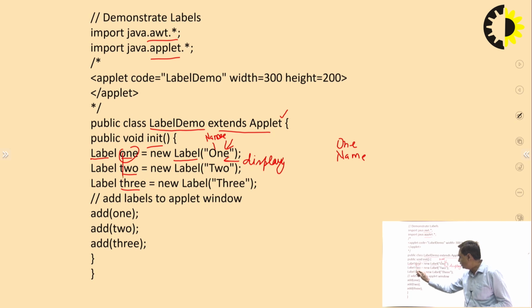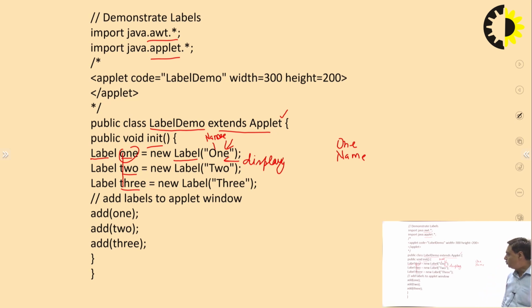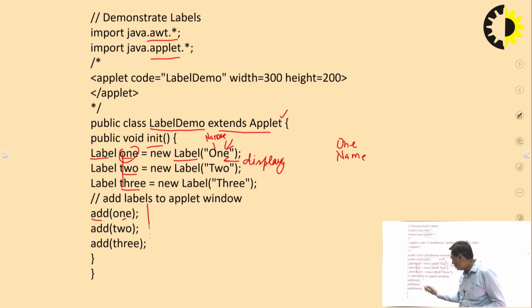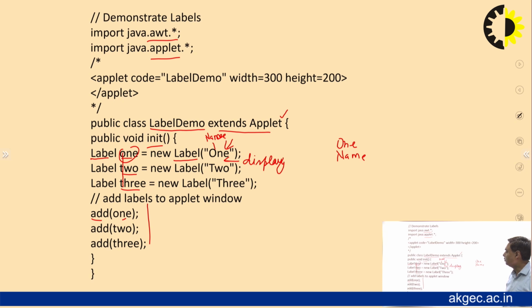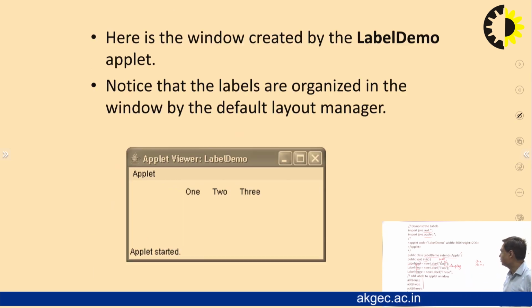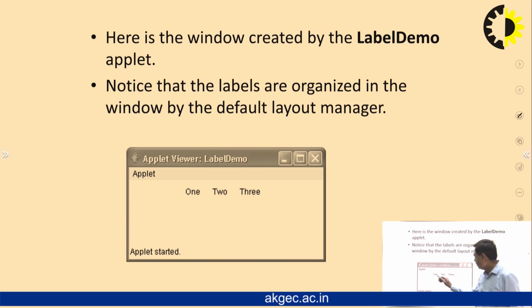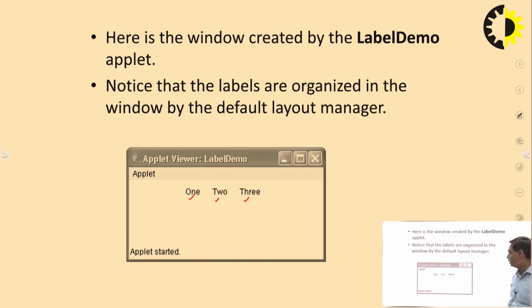After creating the objects of 3 labels, our job is to display them in the applet. So you need to add, or you can say include, them in the applet. We have to call the method add and pass the name of the object. So we are calling it 3 times and passing the 3 objects 1, 2, 3. When the applet is created, it will display all 3 names. In the demo, you can see this is the first label, this is the second label, this is the third label. So when you run the applet, these 3 controls, that is 3 labels, will display in the applet GUI appearance.